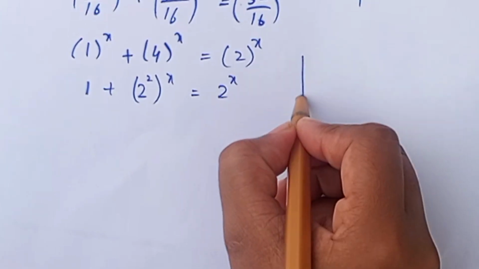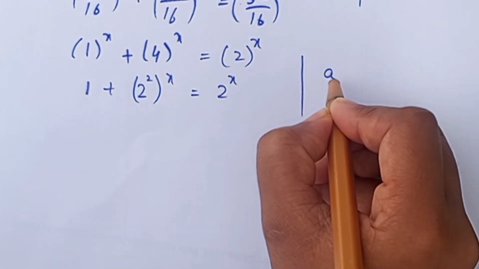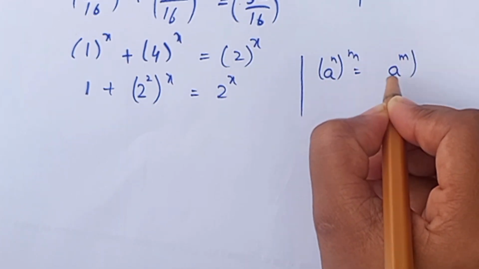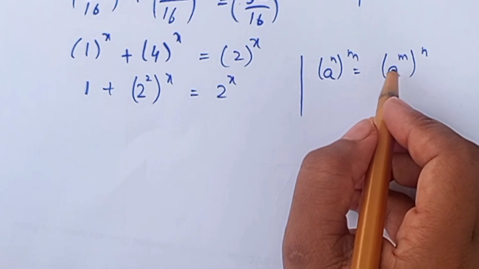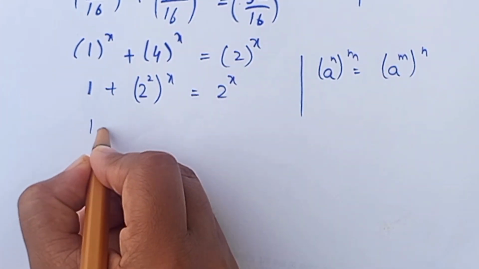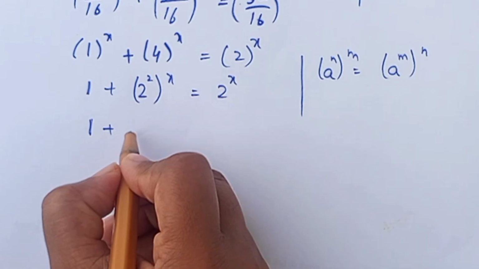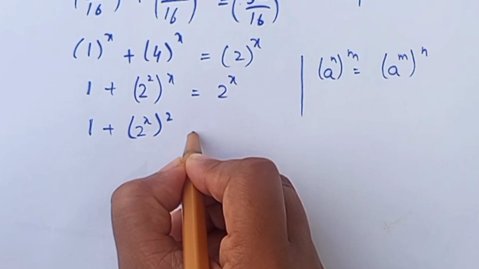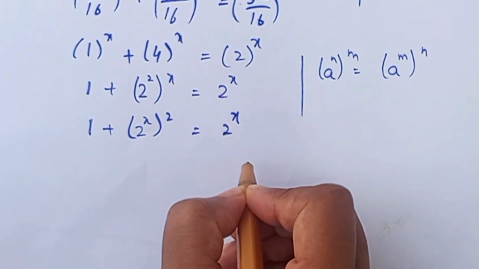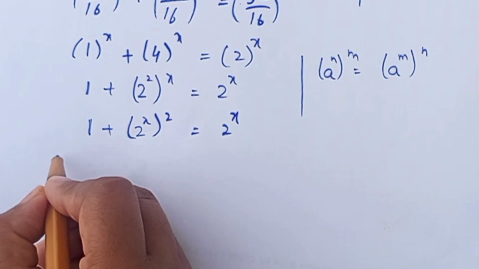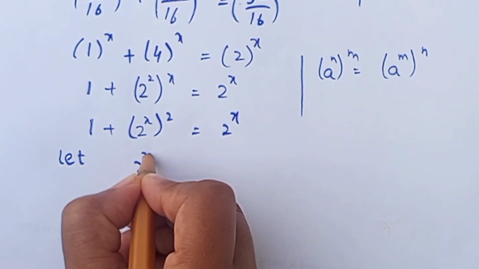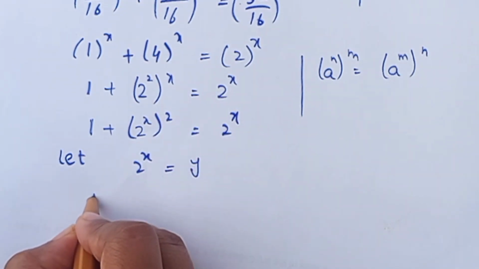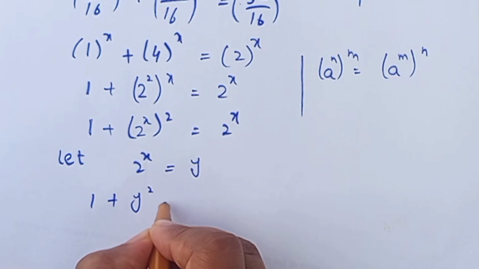Now in the next step we use this exponent rule, which is a raised to the power n, raised to the power m, is equal to a raised to the power m multiplied by n. So we apply this rule on the second term. We write the first term as it is, 1 plus, and we write this as 2 raised to the power x multiplied by 2, which is equal to 2 raised to the power 2x. And now in the next step we let 2 raised to the power x be equal to y. So now look at this. The above equation will become 1 plus y square is equal to y.